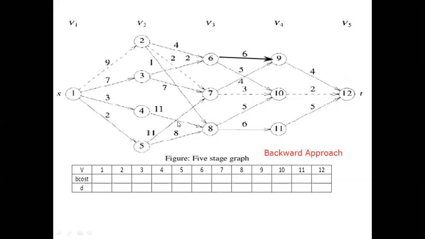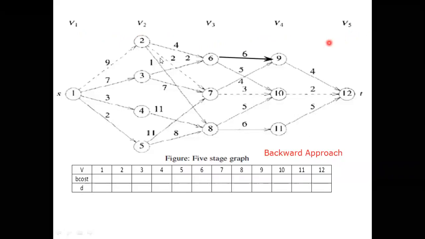Now in this video, I will solve using the backward approach. Already you know that this is a multi-stage graph. What is a multi-stage graph? Multi means more than one stage. Here we have V1, V2, V3, V4 and V5, so there are 5 stages. Each stage has some vertices like this.